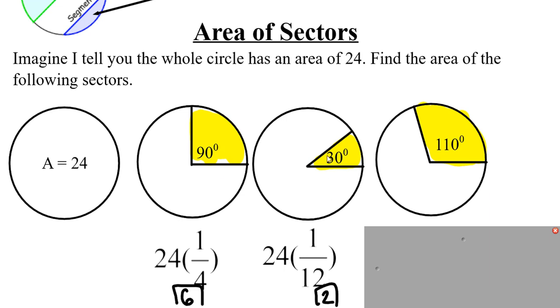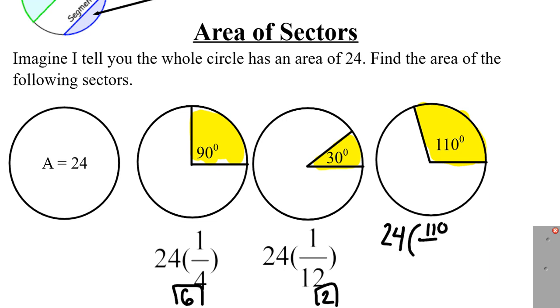So then these were kind of nice because they evenly went into 360. What about 110 degrees? How would you do it? Well, you would probably say the entire circle is 24, but we are only 110 out of 360 degrees around the circle. So 24 times 110 divided by 360 would say the area of that is 7.3 repeating. That makes sense because 110 degrees is bigger than 90 degrees. That's why our answer has to be bigger than 6.